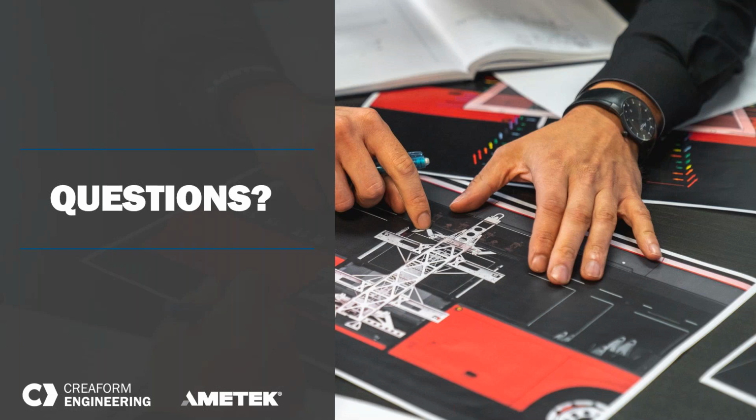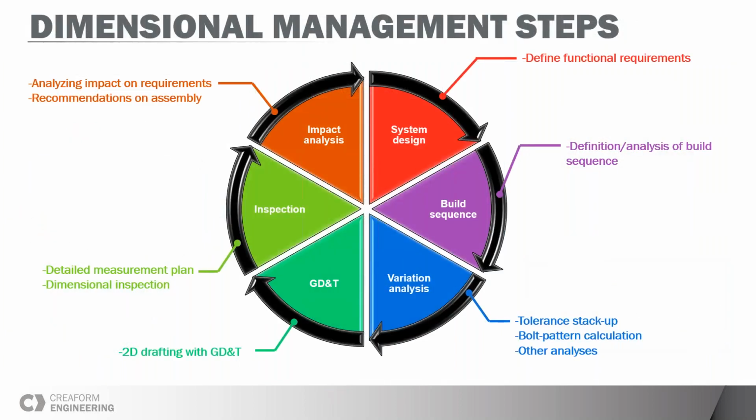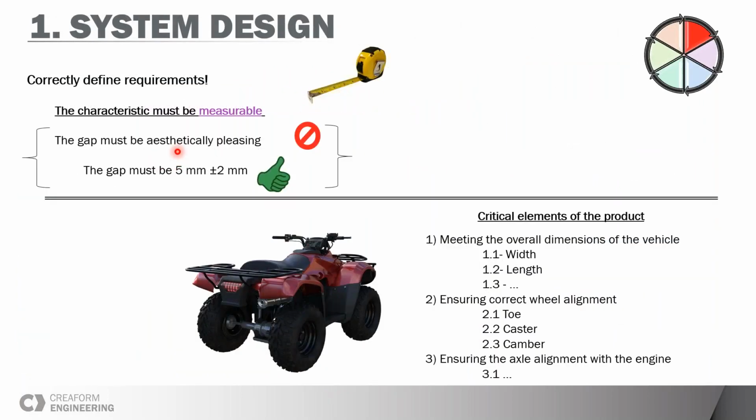Okay, so the question is, how do we find out if the aesthetical gap is acceptable? I guess it relates to the slide you had, Cédric, where the gap must be aesthetically pleasing and meet the requirement of 5 ± 2 millimeters. So how do you define criteria for your variation analysis? That was at the beginning, right? Yeah, functional requirements. So how do we go from that step here?